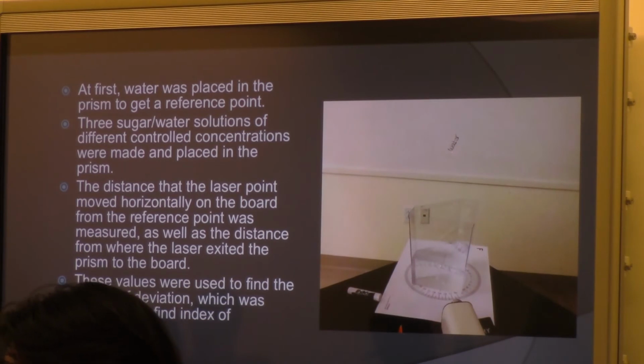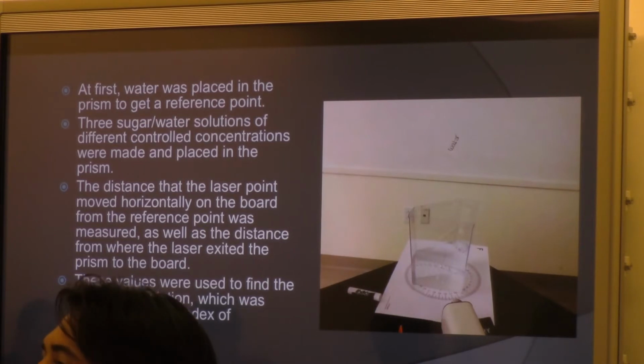So at first we just put plain water in the prism, that's a picture of it right there, and then we set up the laser behind it. And the laser would project through onto the board, and then we were able to mark the points on the board for each solution. So we started with water, and that was our reference point for each solution afterwards. And then we made 3 solutions with different concentrations of sugar to see how the laser point on the board would change for each different solution with the different concentrations.